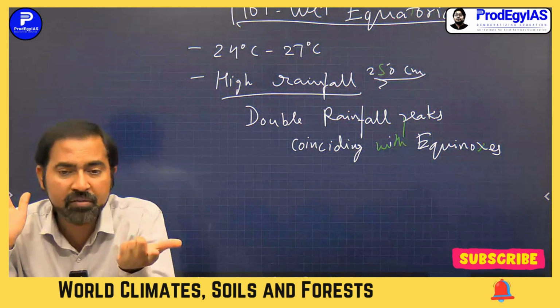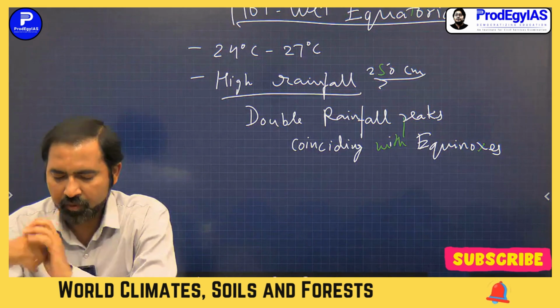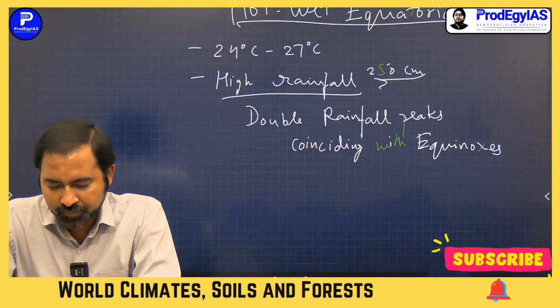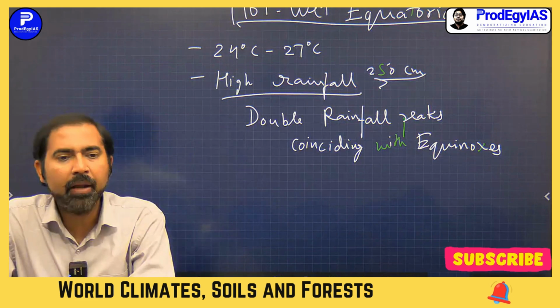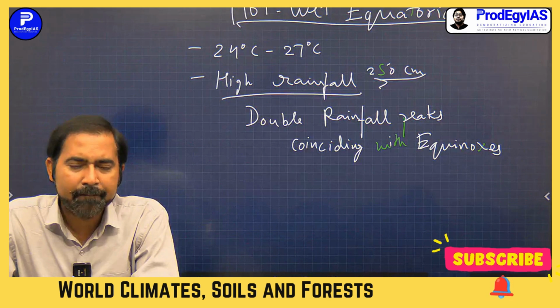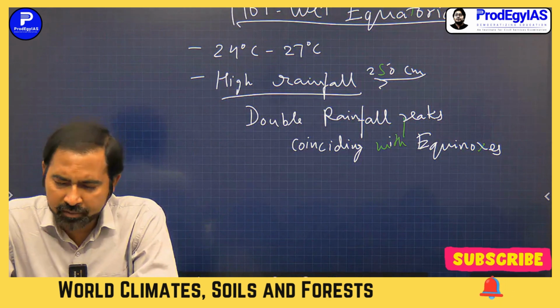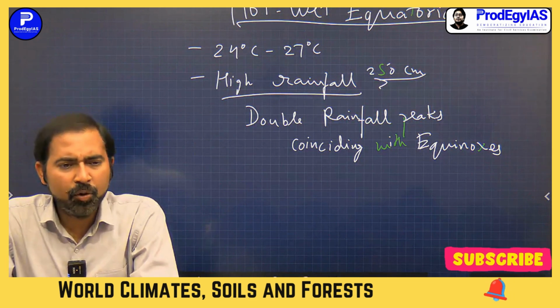Mostly the cloud type is cumulonimbus clouds. They are almost all cumulonimbus clouds. So this was the features about climate. Now come to forests. Yeah, you can write down in a single line: most of the clouds are cumulonimbus type.